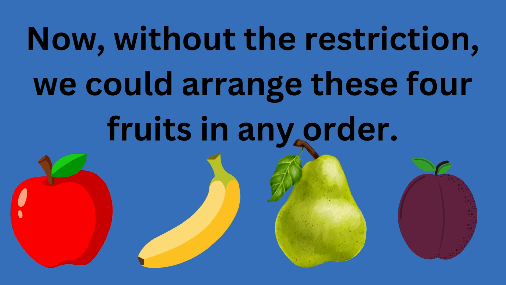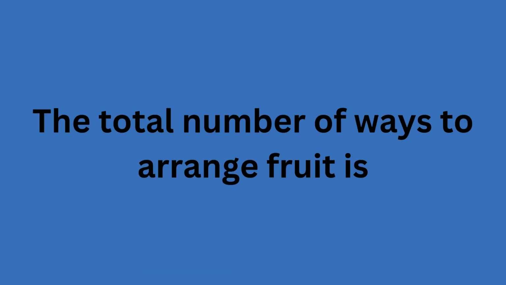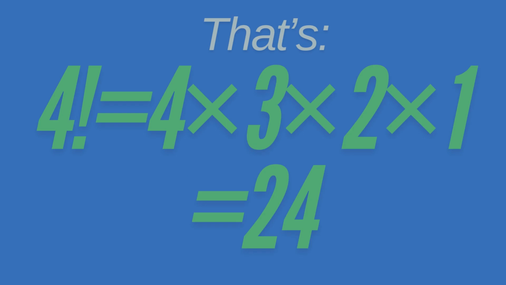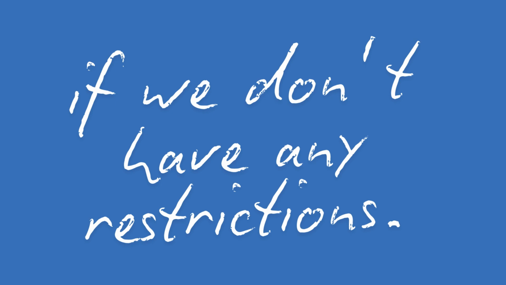Now, without the restriction, we could arrange these 4 fruits in any order. Since they are all different, the total number of ways to arrange the fruits is simply the number of permutations of the 4 fruits. That's 4 factorial equals 4 times 3 times 2 times 1 equals 24. So, there are 24 ways to arrange the fruits if we don't have any restrictions.